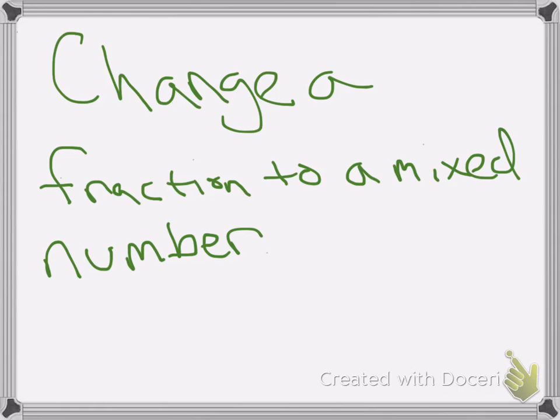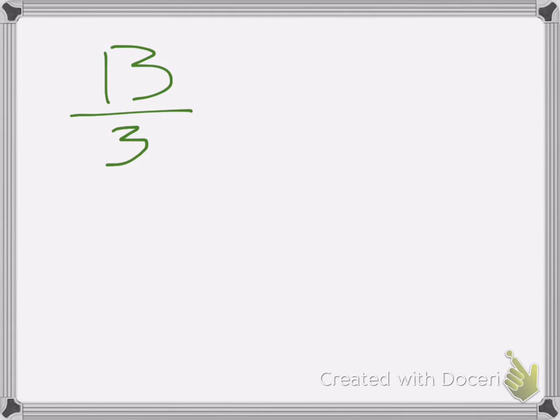What we've got tonight is on your homework. You need to be able to change a fraction to a mixed number, so an improper fraction to a mixed number. We're going to look at that first, and then we're going to go over what we did in class today as well. Alright, so right here we have 13 over 3, or 13 thirds.